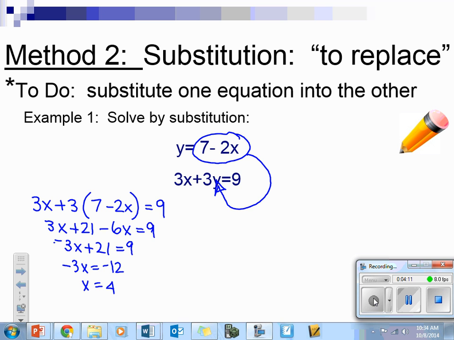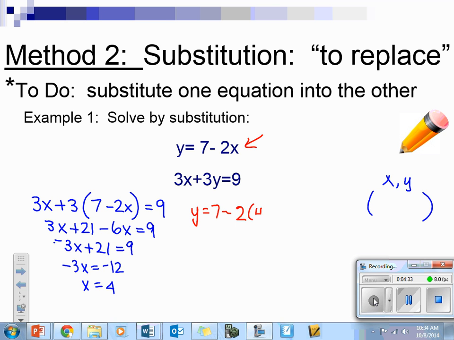Now remember, when we were doing this yesterday, we found the solution. The solution is where it intersects. That's an x and a y. We've only found x, so now we need to find y. I'm going to take that x and plug it back into the top equation and see what my y will be. So y equals 7 minus 2 times 4. y equals 7 minus 8. y equals negative 1. So the solution is 4, negative 1.